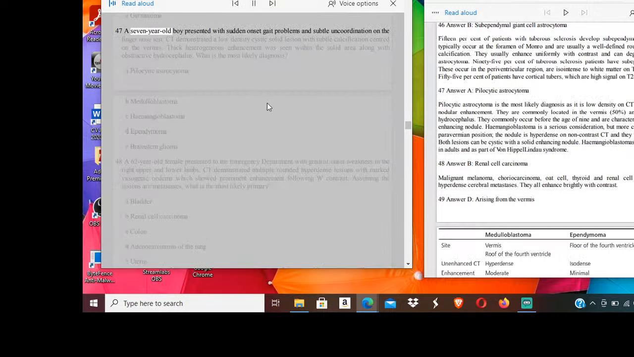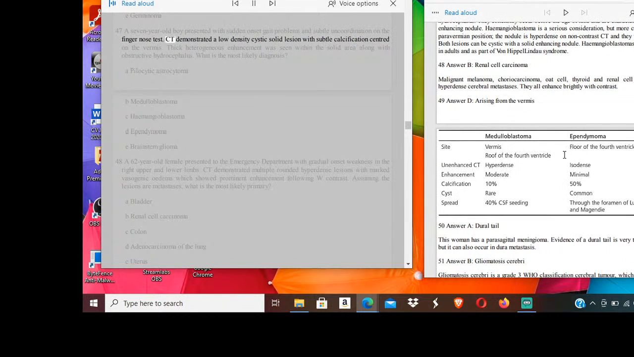E. germinoma. 47. A 7-year-old boy presented with sudden onset gait problems, and subtle uncoordination on the finger-nose test. CT demonstrated a low-density cystic solid lesion, with subtle calcification centered on the vermis. Thick heterogeneous enhancement was seen within the solid area along with obstructive hydrocephalus. What is the most likely diagnosis?